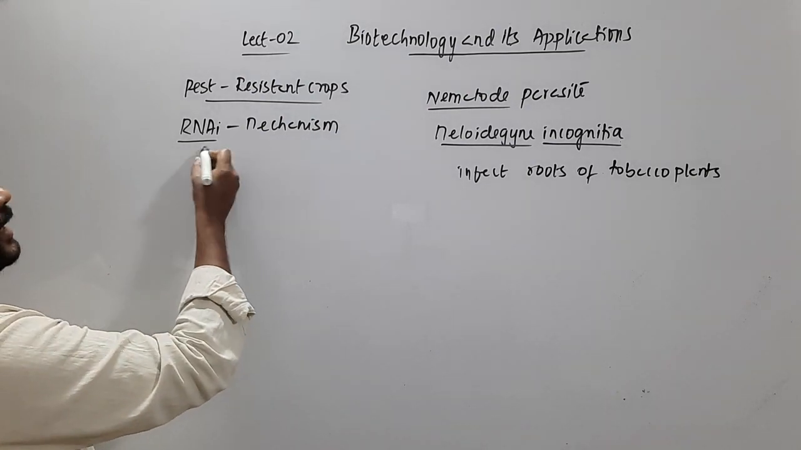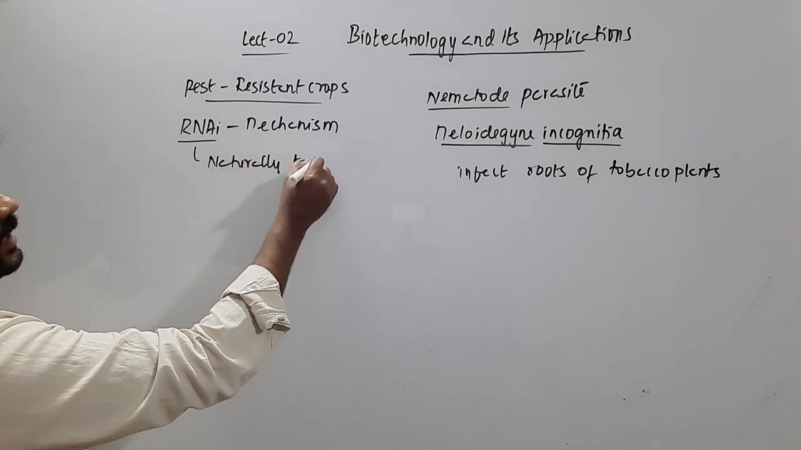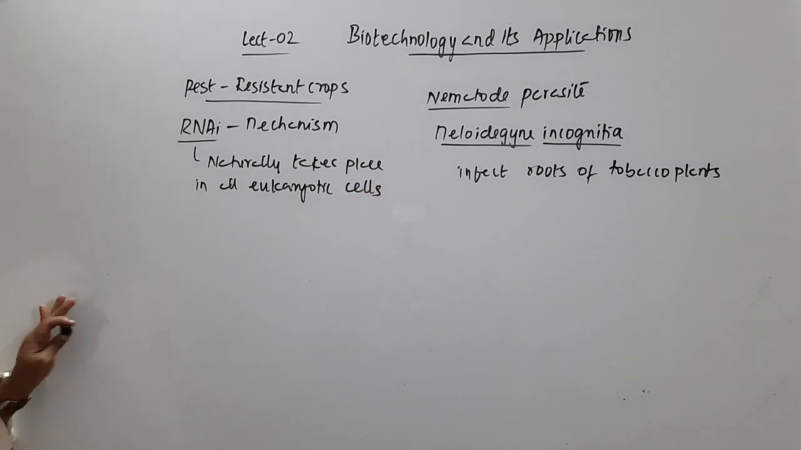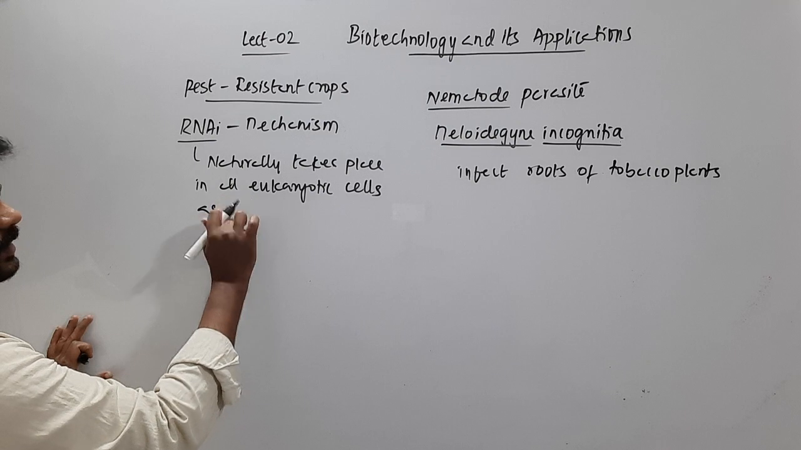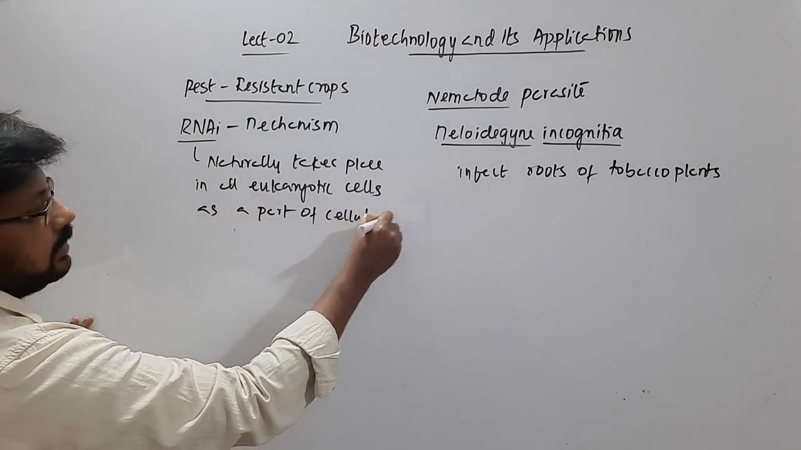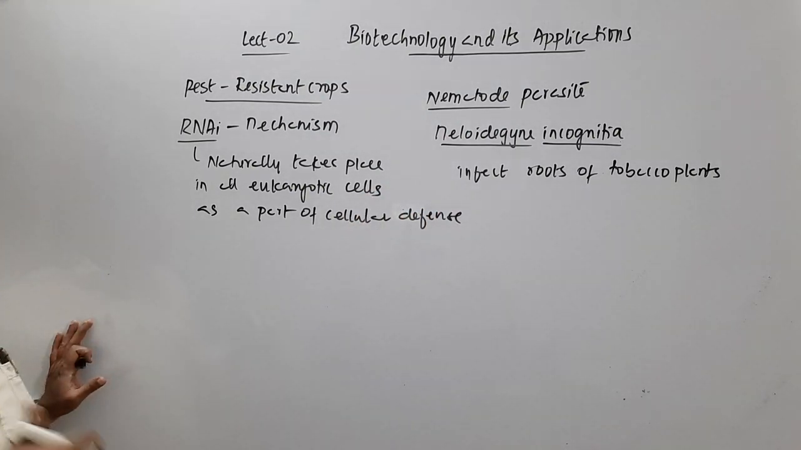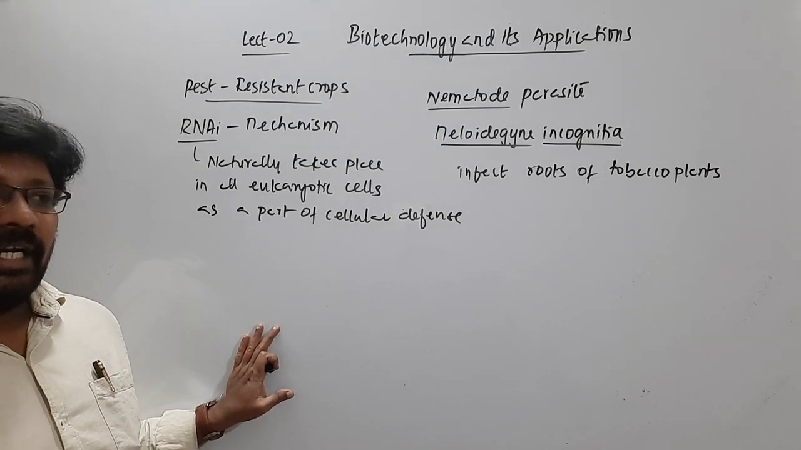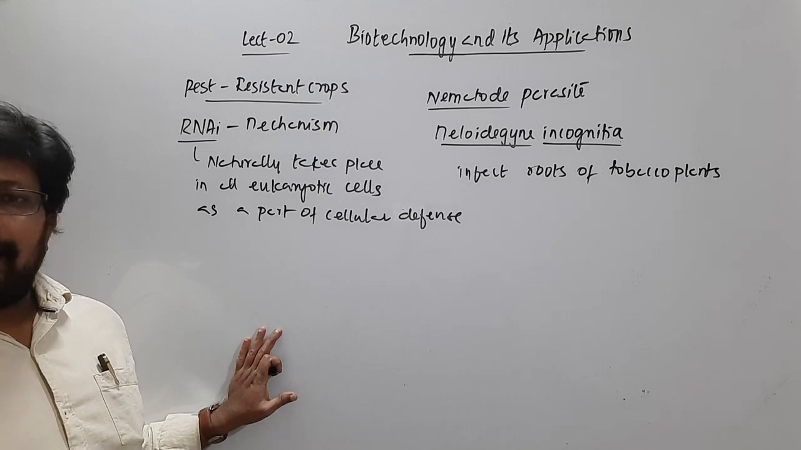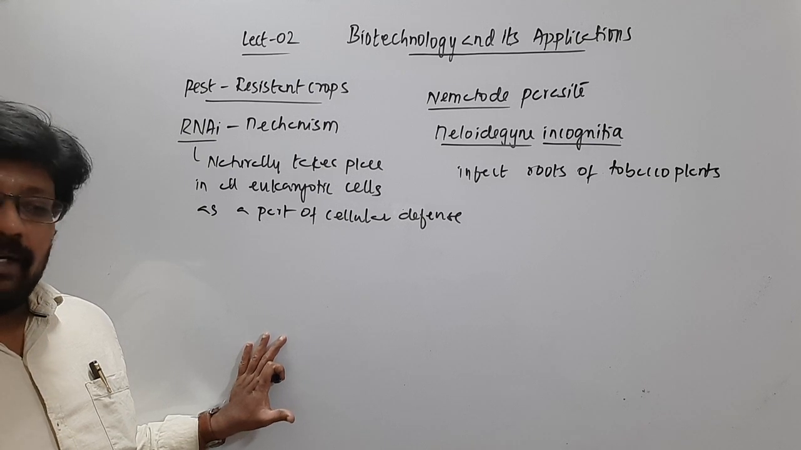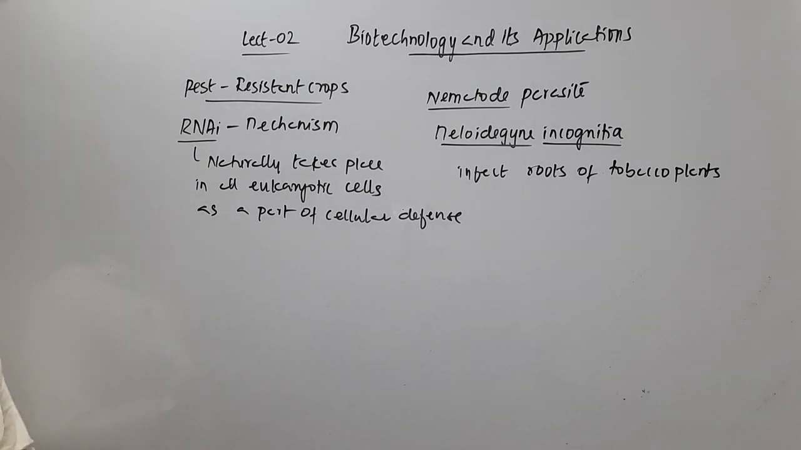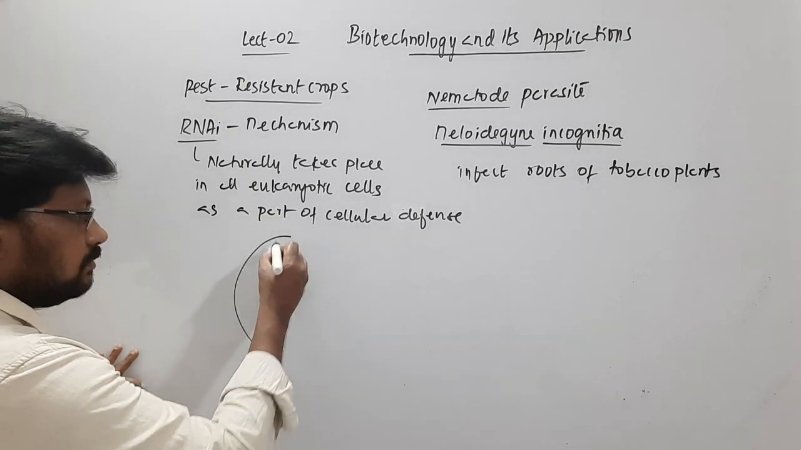This RNAi naturally takes place in all eukaryotic cells, as a part of cellular defense. Like in case of viral infection, to stop that viral infection, we know that once the virus enters into the host cell, its genome will get integrated into the host genome. Then it starts getting expressed and producing the viral proteins, and it will take control of the host cell. So in controlling such viruses, these eukaryotic cells have developed something called the RNAi mechanism.